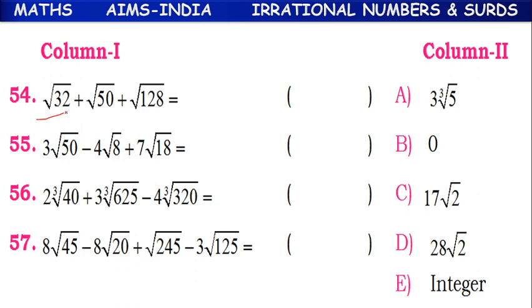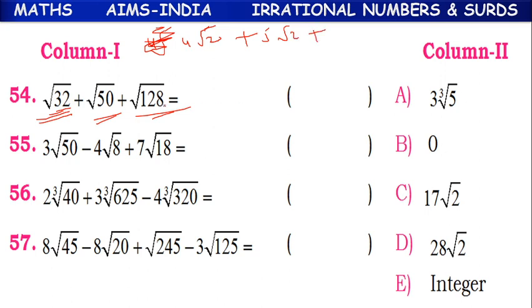Next, another matching set. Root 32, root 50, root 128. 32, how can we write? We can write 2 five times, 2 power 5. Or 16 into 2: the square root of 16 is 4, so we can write it as 4 root 2. Or 25 into 2 for 50: the square root of 25 is 5, so it will become 5 root 2.